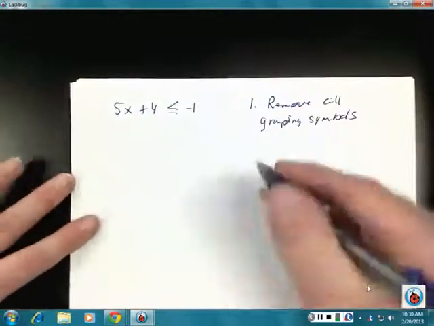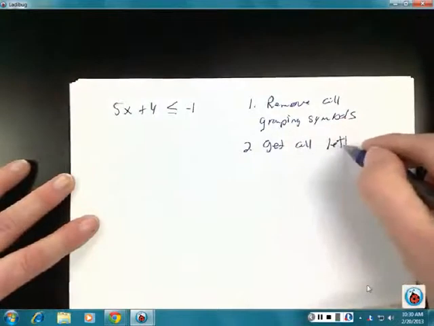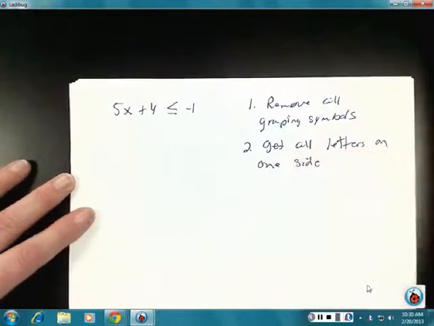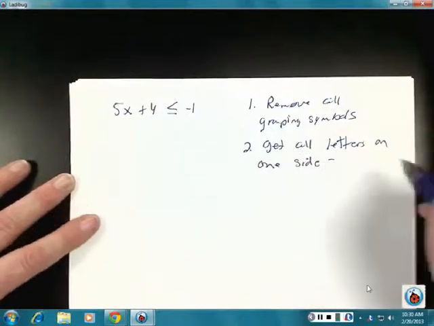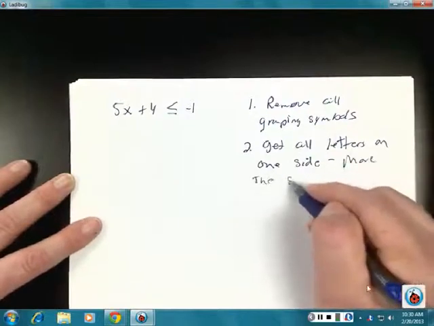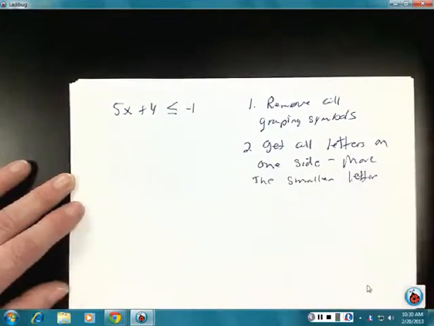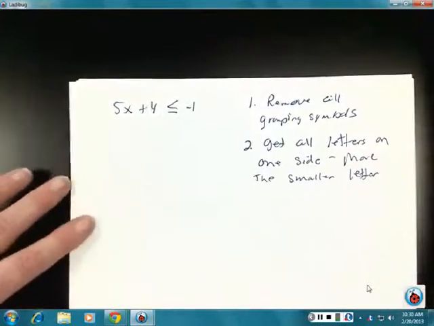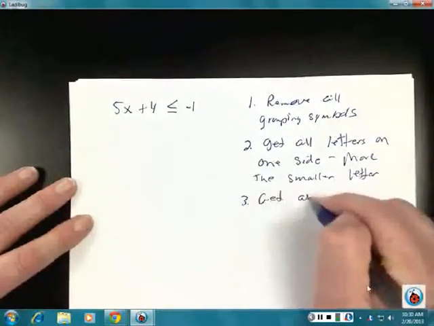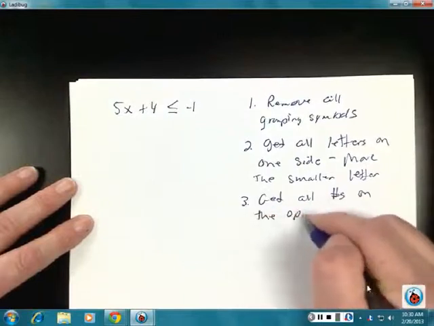Nope. Step 2, get all letters on one side. And when you do that, remember in chapter 2 I told you to move the smaller of your letters? So move the smaller letter. What that's going to do is keep them positive all the time, so always move the smaller one. Do I have to move any letters in this one? Nope. Step 3, get all numbers on the opposite side of the letter.